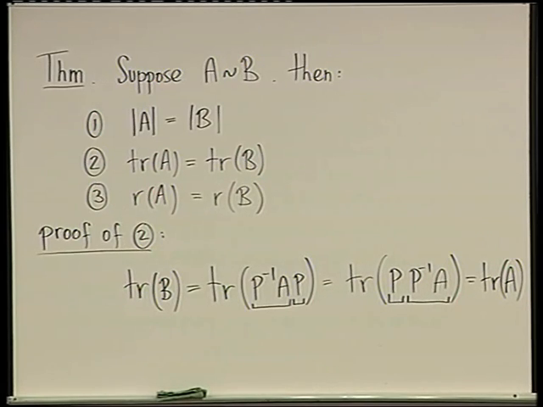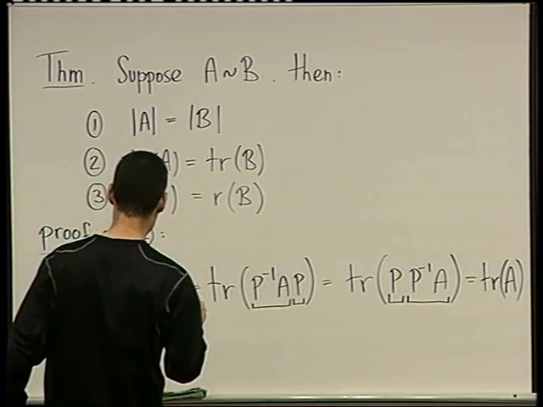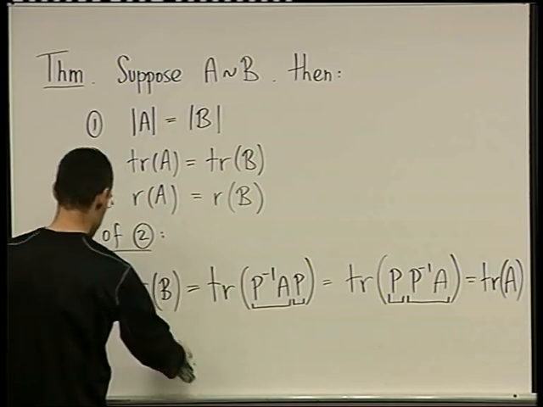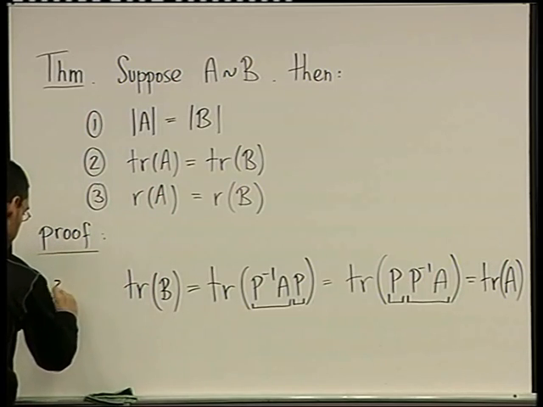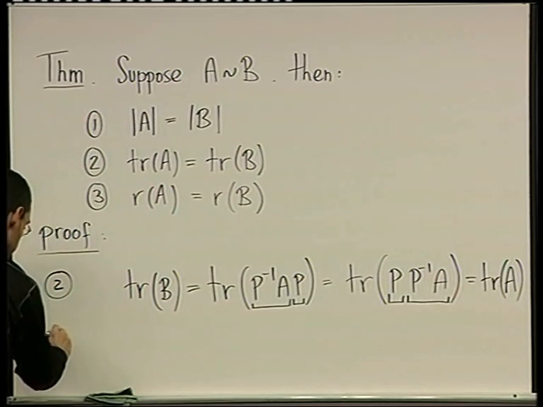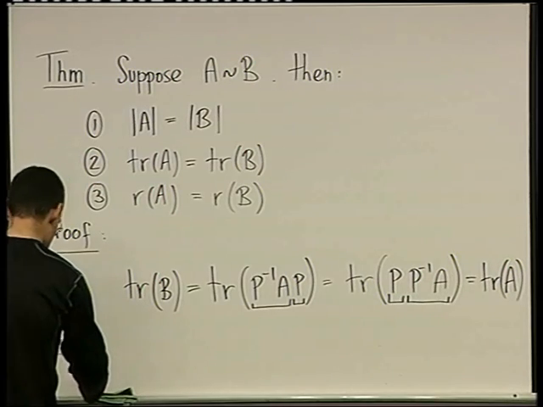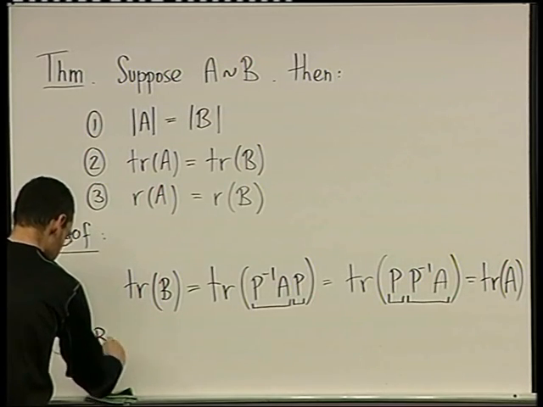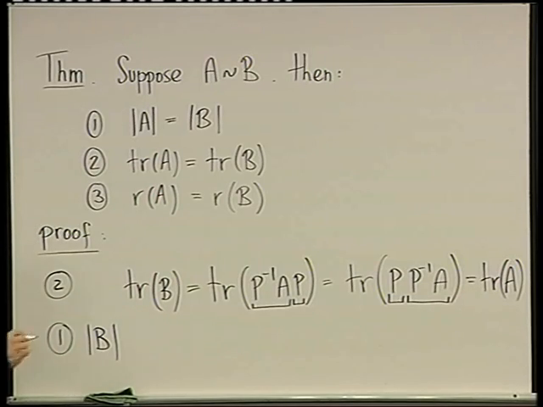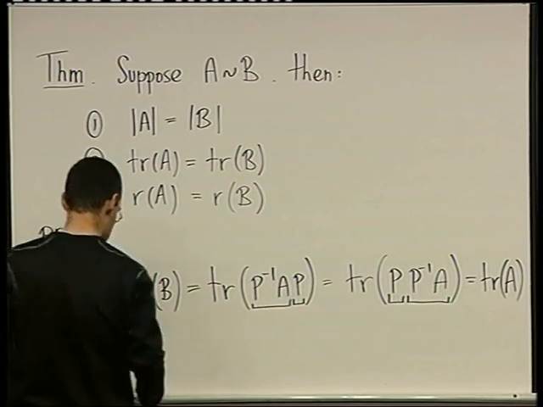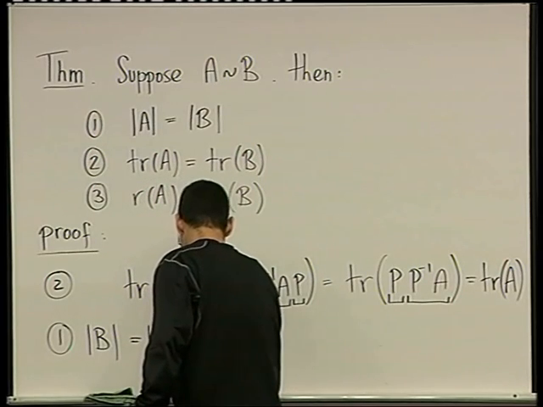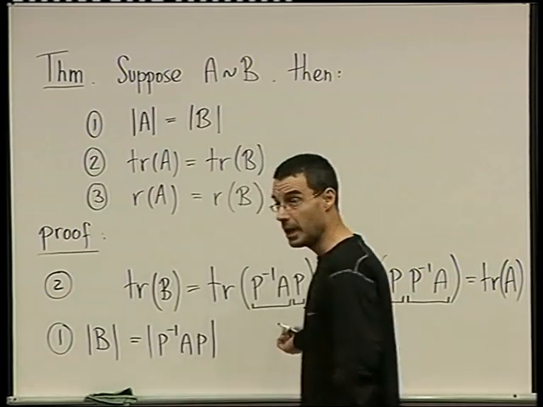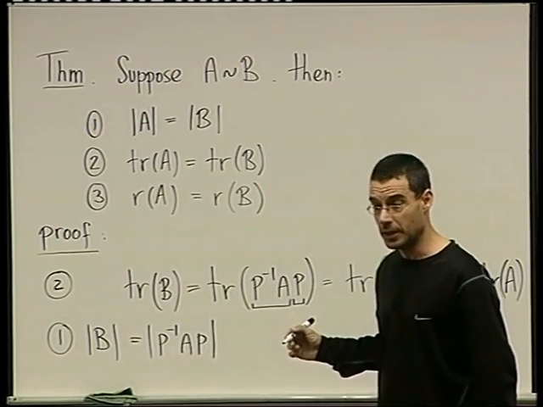determinants are the same, and it's going to be very similar. Maybe let's rewrite this and have it all fit on the same board. Proof. So this is the proof of 2. And here's the proof of 1. So what's the determinant of B? The determinant of B, again, using the fact that they're similar, is the determinant of P inverse A P. Right? That's using the fact that B and A are similar.